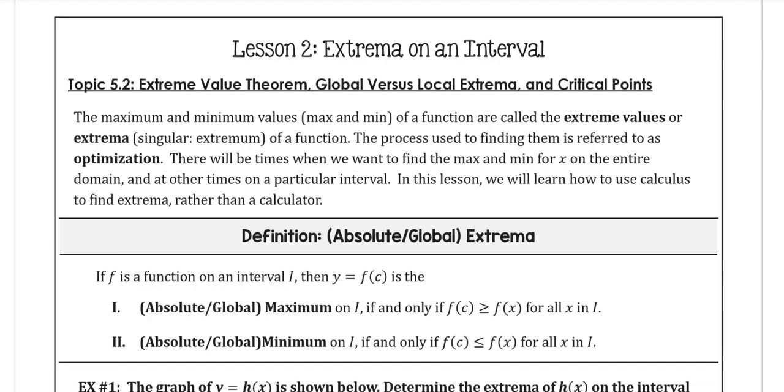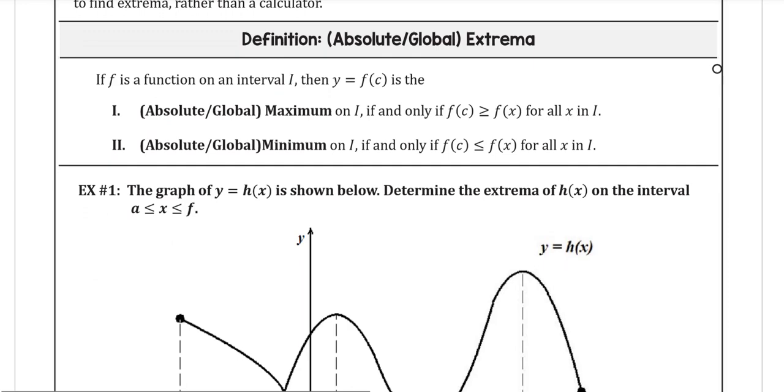So let's first define what a global or absolute extrema is. If f is a function on an interval I, then y equals f of c is the absolute or global maximum on I if and only if f of c is greater than or equal to f of x for all x in I. And an absolute or global minimum on I is if and only if f of c is less than or equal to f of x for all x in I.